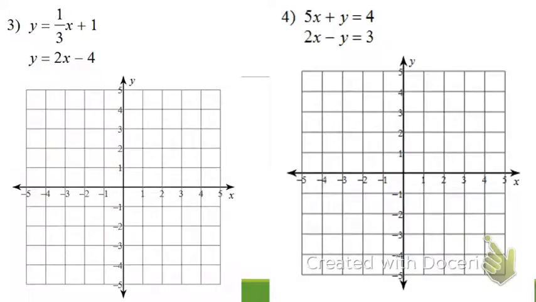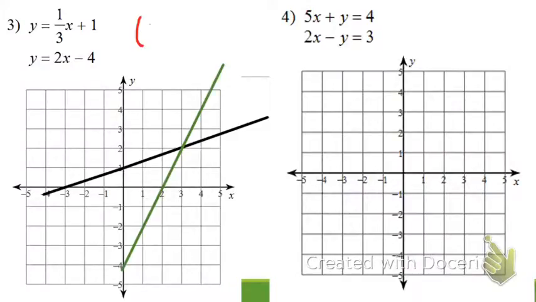You can pause it right now and do number 3. Don't be a cheater. You know where they go. Hope you weren't a cheater. Right here's my intersection at (3, 2).